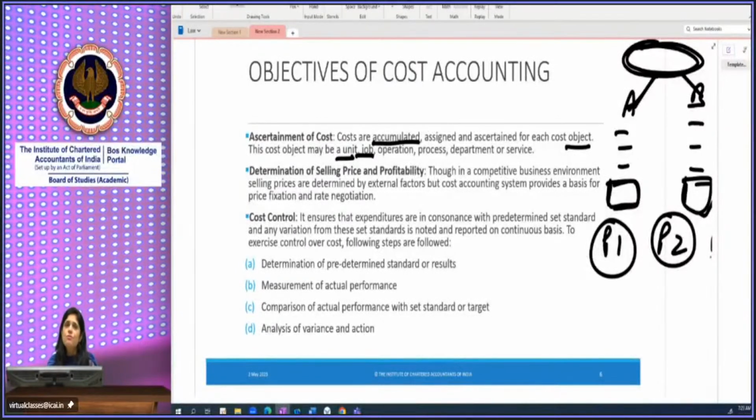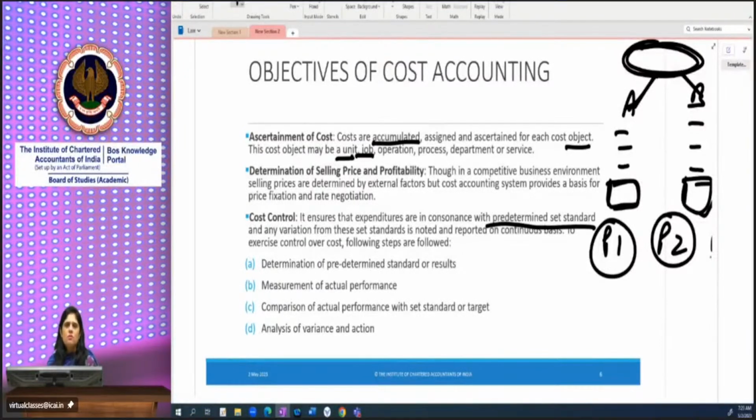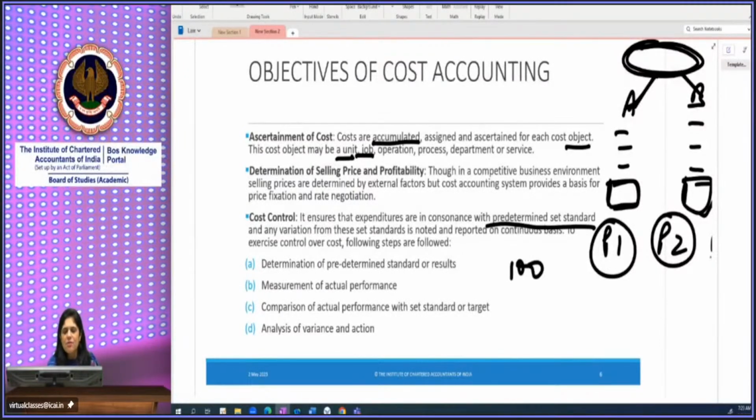So for cost control, you need to understand we have to keep a predetermined set standard. That is important for cost control. We should know what to achieve. So if we have kept the standard as 100, we know we have to achieve a cost of rupees 100. So this is the standard. We are focusing on this. We have to achieve this. Clear? So the expenditures are in consonance with the predetermined set standard, and any variation from this standard. So if cost is 120, there is a difference of 20 rupees, which is unfavorable.